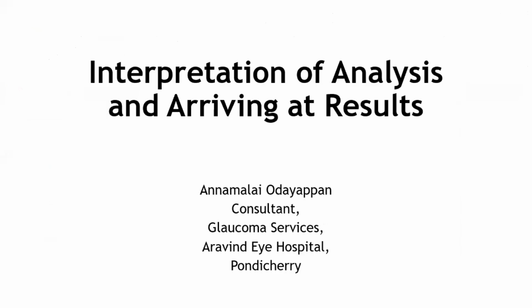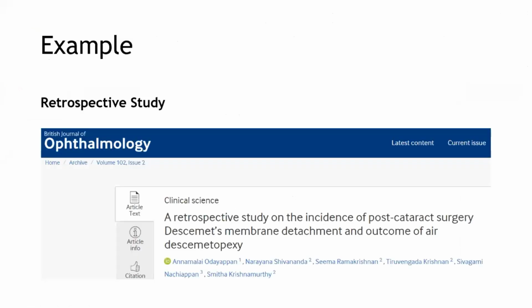Today we'll be discussing how we collect the data properly and how we make tables out of it. I think the best way to do that is with an example. We are going to discuss a particular study, which is a retrospective study to find out the incidence of post-cataract surgery Descemet's membrane detachment and the outcomes of air descemetopexy. Now, all these terms are new for a lot of people, so we'll quickly go through the basics.